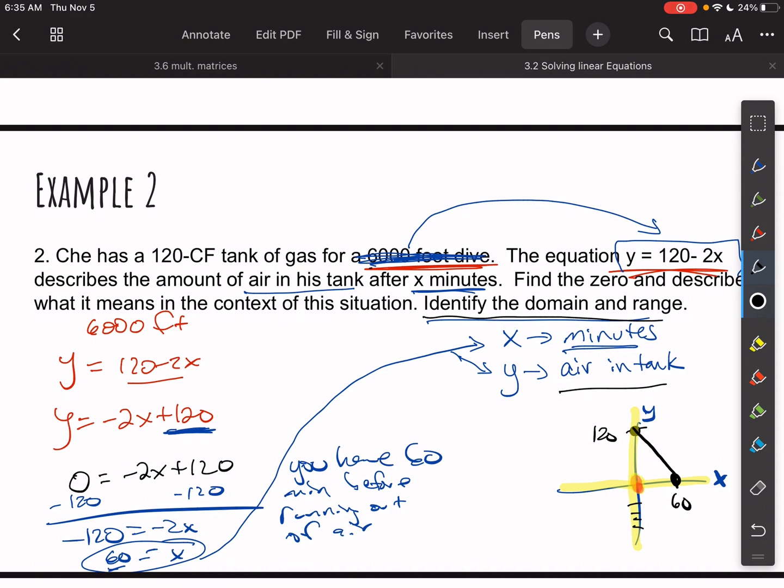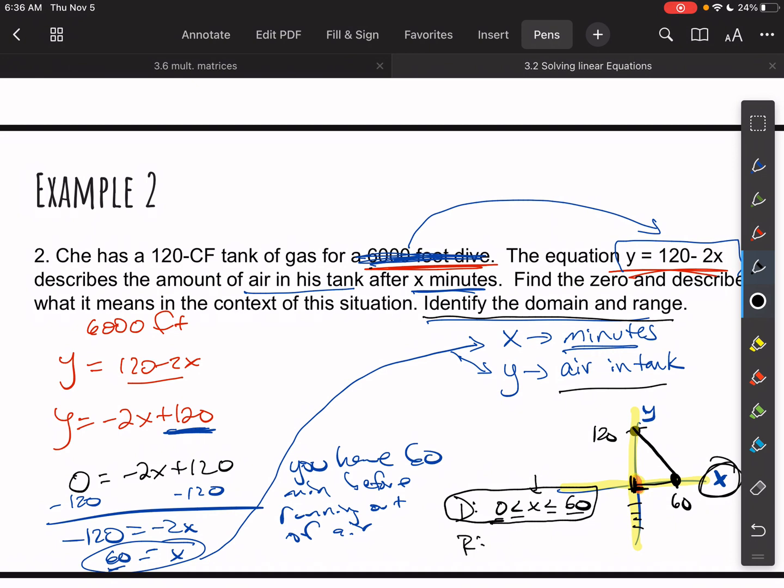So to identify the domain and the range, they want you to say, okay, for the domain, the possible x values on this equation. Looking at this axis, they start at 0 and they go to 60. So 0 is less than or equal to x, which is less than or equal to 60. This is a way of doing what we call set notation, where we show that the x values lie between 0 and 60, and could include 0 or 60.